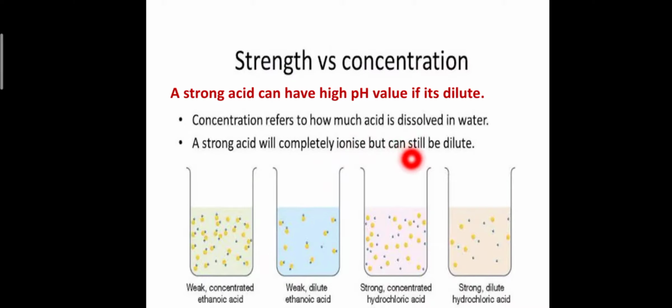Now this is a strong, concentrated hydrochloric acid, with a large number of hydrochloric acid molecules present in water. And this is dilute hydrochloric acid, with only a few molecules of hydrochloric acid present in water. So this is concentrated hydrochloric acid and this is dilute hydrochloric acid.